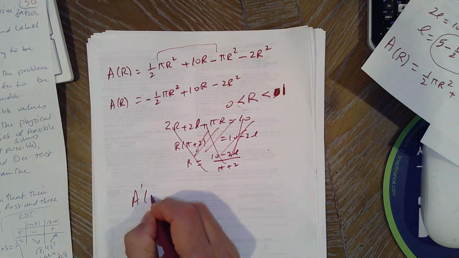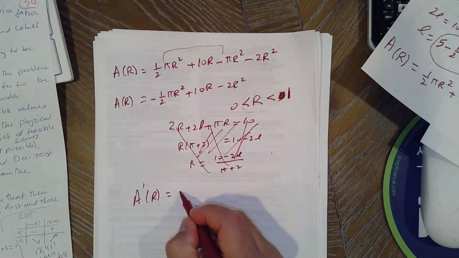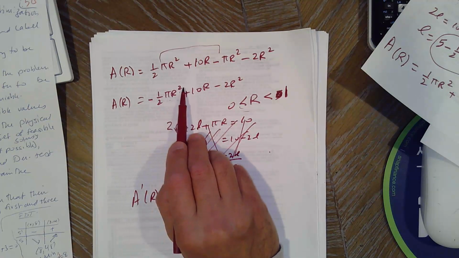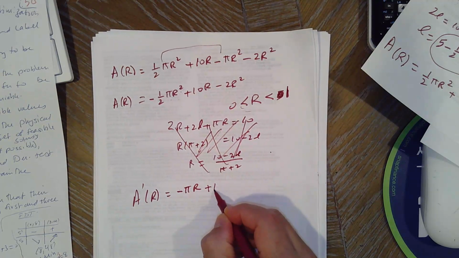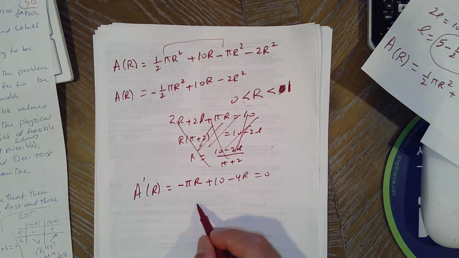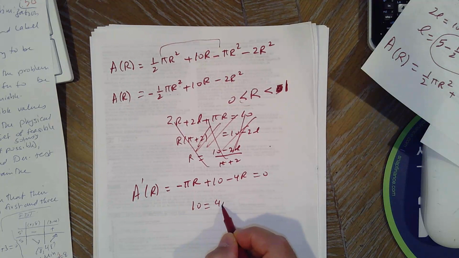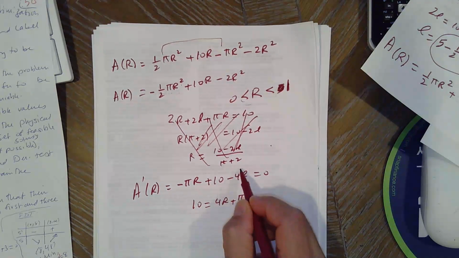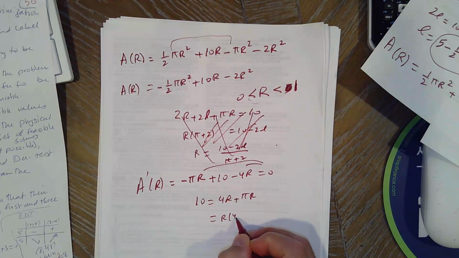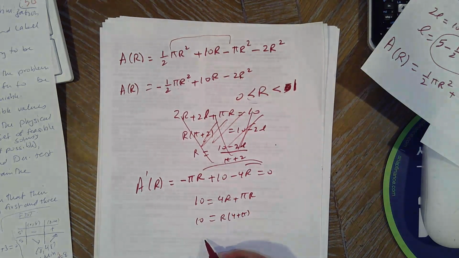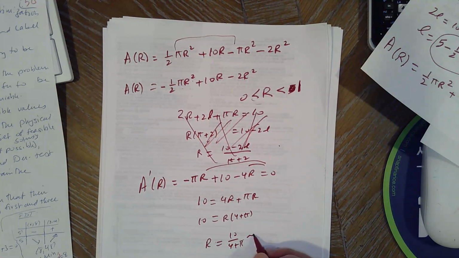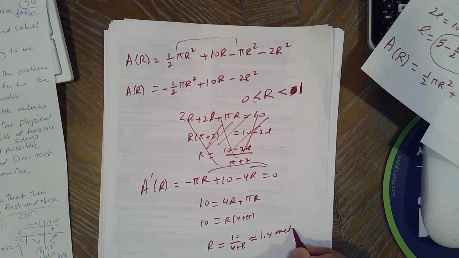So A prime of R equals negative pi R, right? 2 times negative 1/2, and then R becomes over here, plus 10 minus 4R equals 0. So 10 equals 4R plus pi R. What I did, I moved these, factored out the R. So R is 10 over 4 plus pi, which is roughly 1.4 meters.